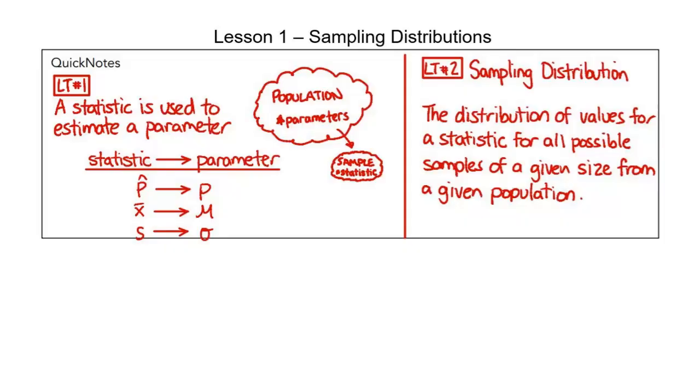What statistic would we use to estimate P? P hat. P hat would be a proportion calculated from a sample. What symbol do we use to estimate mu? X bar. X bar is an average calculated from a sample. We use it to estimate mu. What do we use to estimate sigma? S. S would be the sample standard deviation. Right.